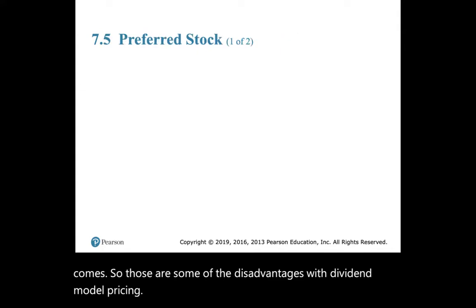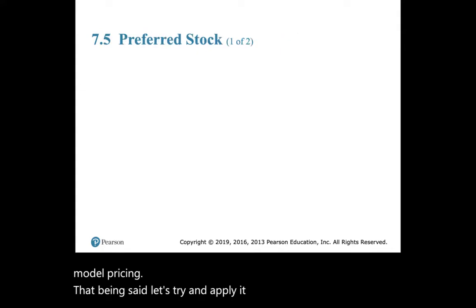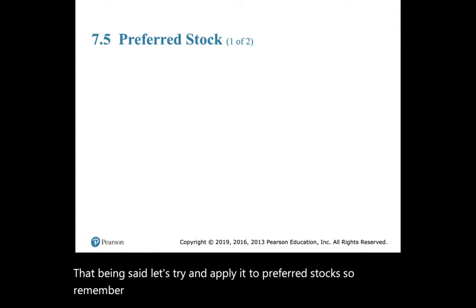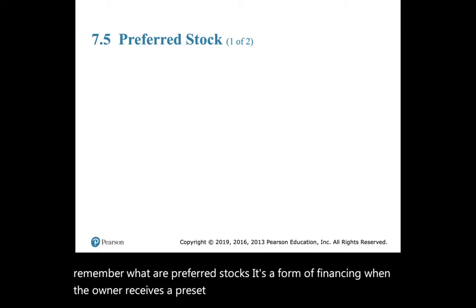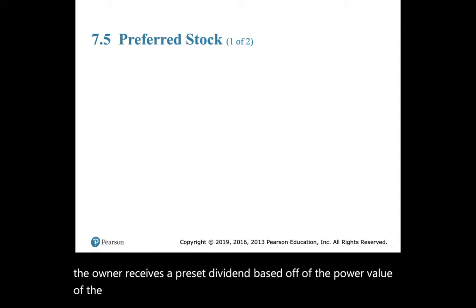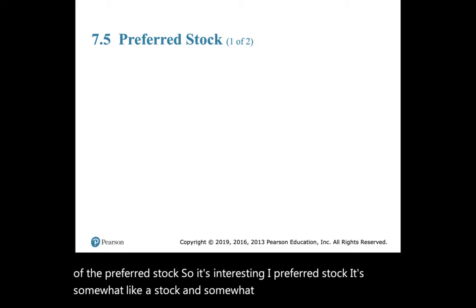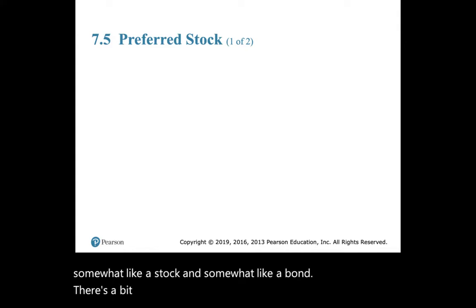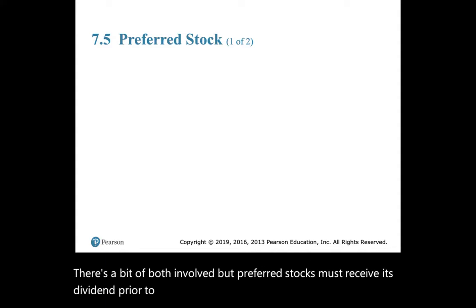That being said, let's try and apply it to preferred stocks. So remember, what are preferred stocks? It's a form of financing when the owner receives a preset dividend based off of the par value of the preferred stock. So it's interesting, a preferred stock is somewhat like a stock and somewhat like a bond, okay? There's a bit of both involved, okay? But preferred stocks must receive their dividend prior to dividends sent to the common stockholders, okay? So that's what we mean by preferred stocks.